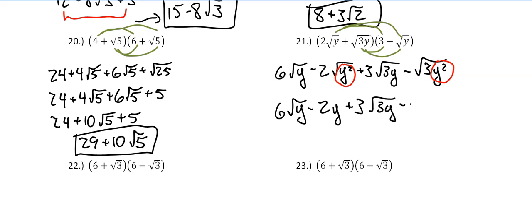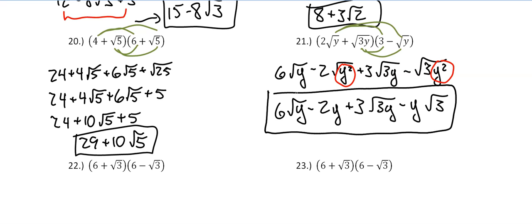And then here, that gives me a y on the outside, but a 3 is still trapped in the radical. And as I look across here, none of these are like radical terms. They kind of look like it because of the square root of 3y and maybe the square root of y or the square root of 3. But everything under the radical has to be identical in order to combine these. So this one is done. There's nothing else I can do here. Okay.